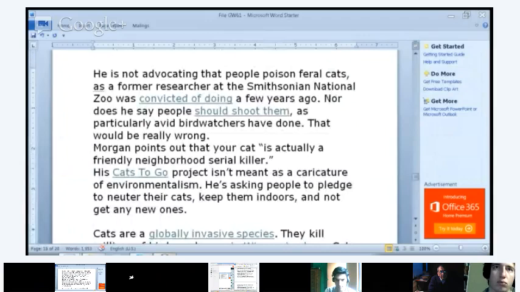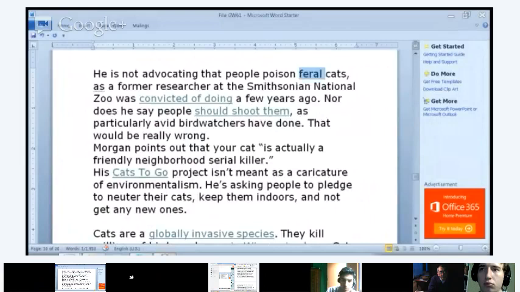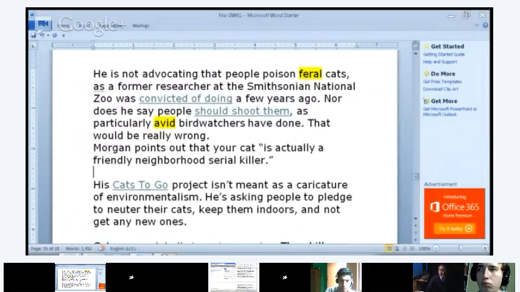He is not advocating that people poison feral cats as farmers researchers at the Smithsonian National Zoo were convicted of doing a few years ago. Nor does he say people should shoot them, as particularly avid bird watchers have done. That would be really wrong. Mr. Morgan points out that your cat is actually a friendly neighborhood serial killer, his cat to go.